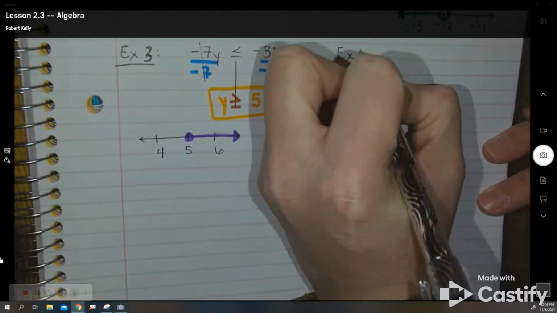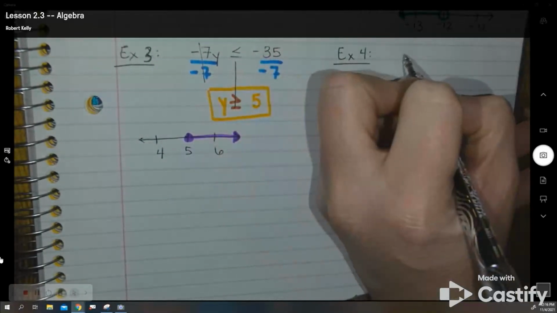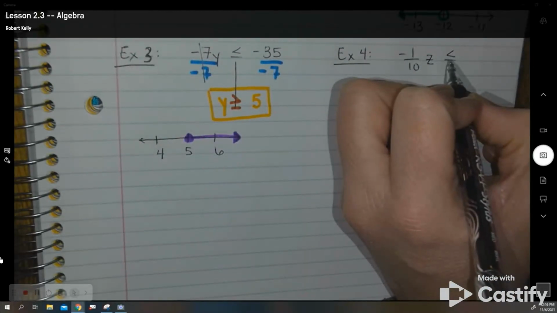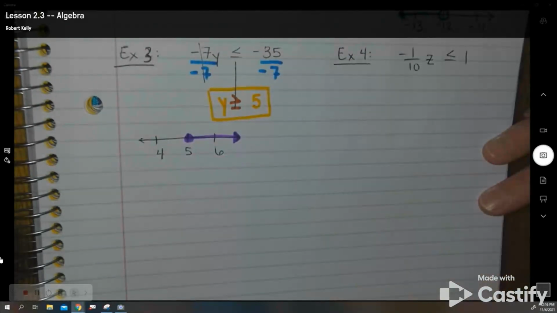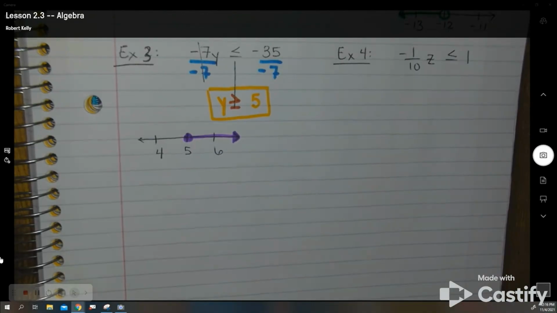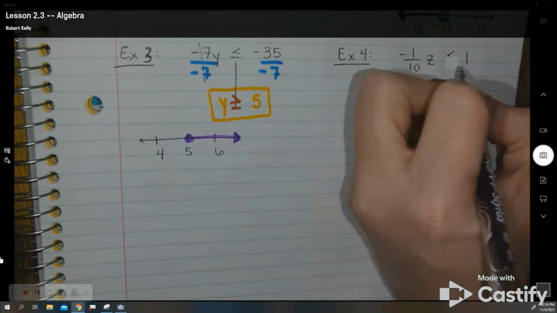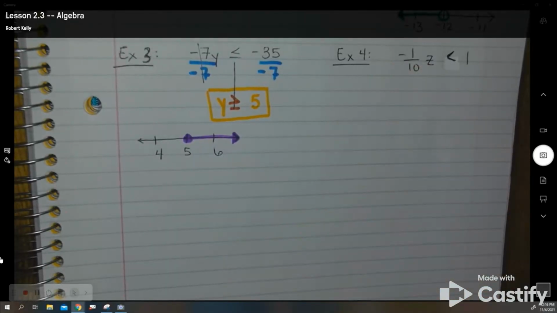So taking a look at another problem. Example 4, we have -1/10 z is less than or equal to +1. Actually, this one, instead of an or equal to, let's just make it less than. I think that's what I meant. There we go. Just less than.